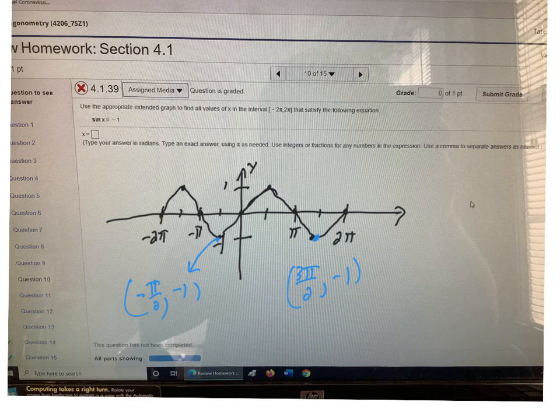So I saw your question here. Use the appropriate extended graph to find all the values of x from negative 2 pi to 2 pi to satisfy the following. And so I guess you need to know what the graph of y equals sine of x looks like.